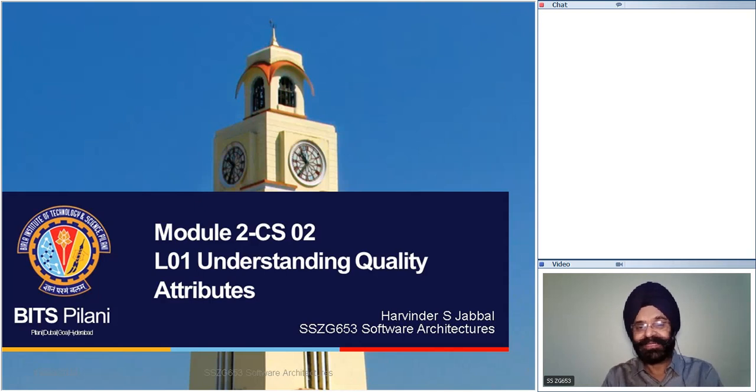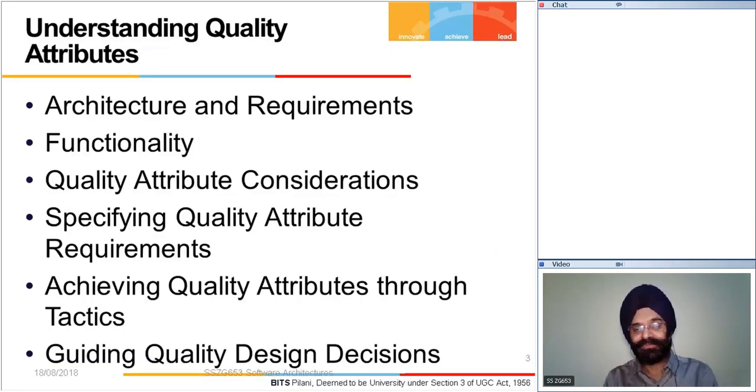Today we understand quality attributes. Module 2, this is the contact session number 2, and I have a number of slides. I'm calling the first slide L1. This is what we cover under L1: architecture and the type of requirements that we have under architecture, functionality, quality consideration, specific quality attributes, how you achieve them, and guiding quality decisions.